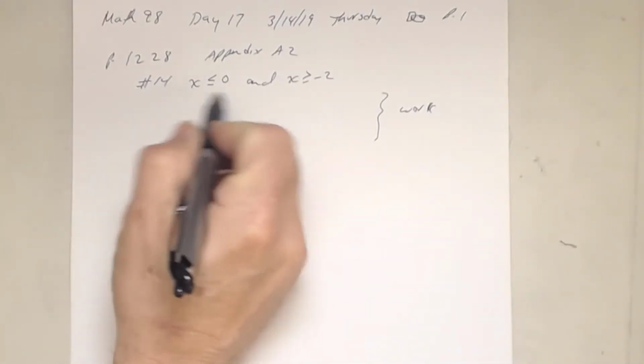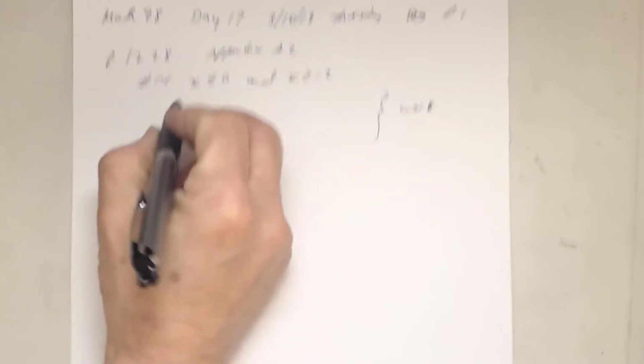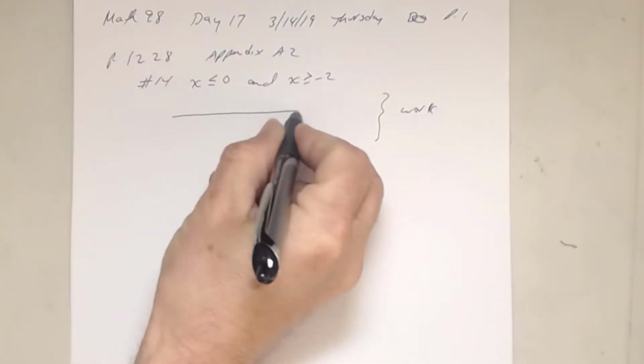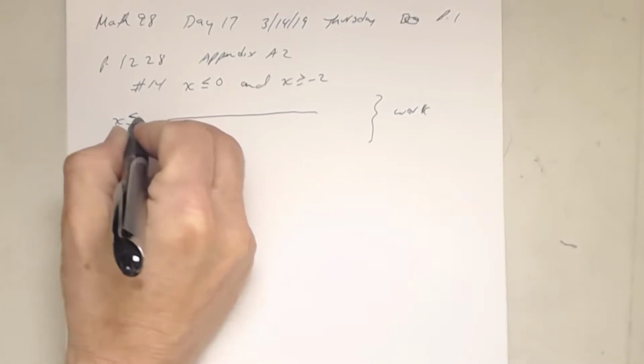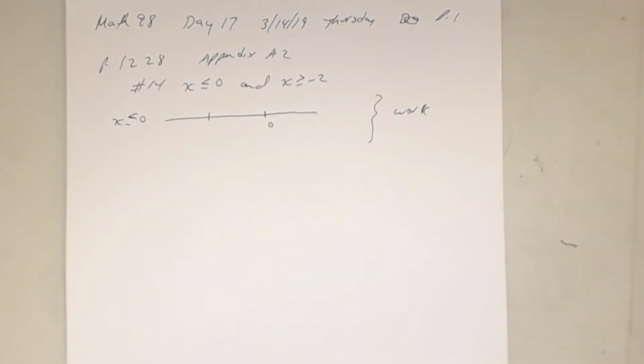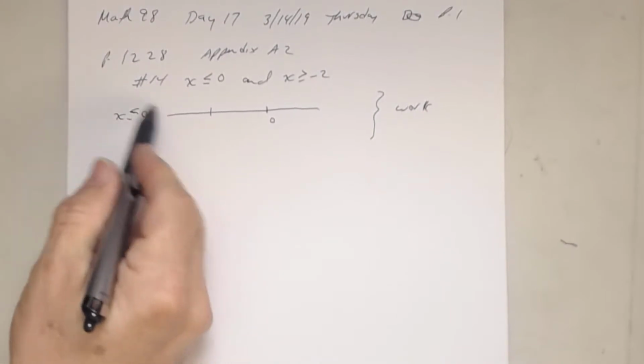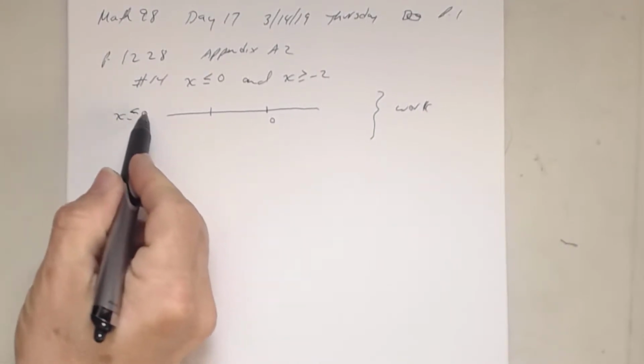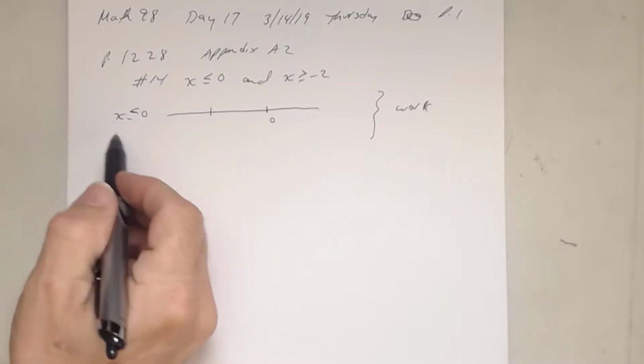You want to graph each one individually. So when I graph the first one, so this is the first one right here. Here's 0. And so when you graph x is less than or equal to 0, what is it you're graphing when you're solving x is less than or equal to 0? You're graphing the solutions. So what are the solutions to this inequality right here? 0 and what else? Any number less than 0.